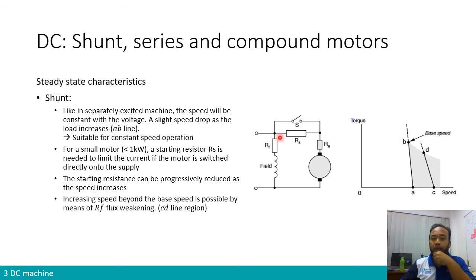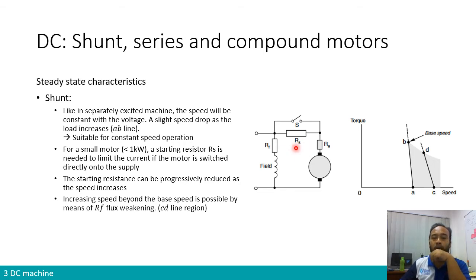So when you start the machine, the resistor will be high at the beginning to limit the current, but as the EMF starts to catch up with the voltage supply, we can reduce the starting resistance so that the speed can increase more and more. And as it starts to cruise at a steady state speed, we can switch completely on the switch S, so the current doesn't need to go through the starting resistor anymore.